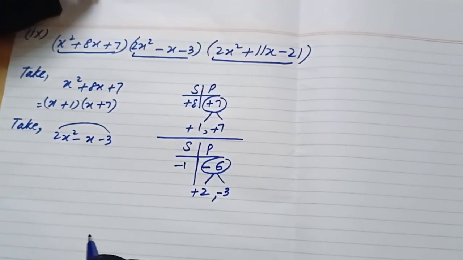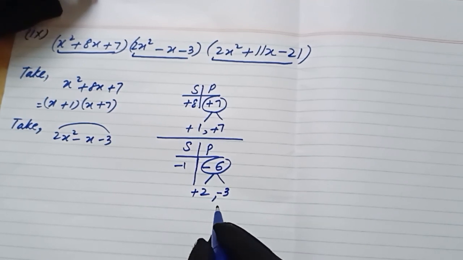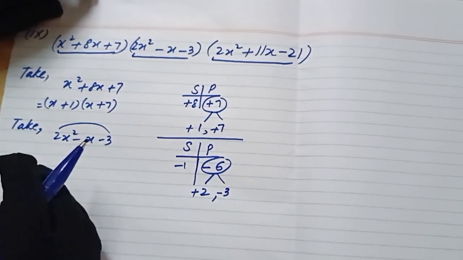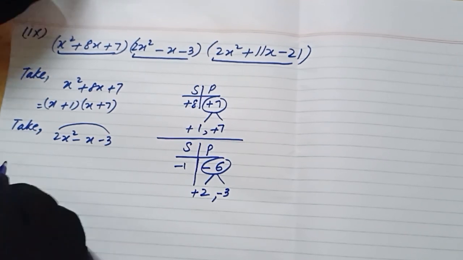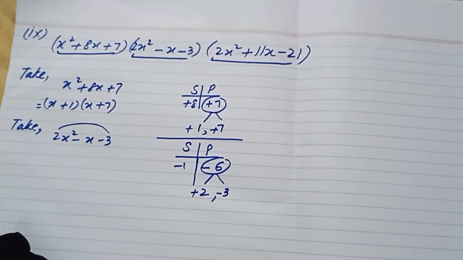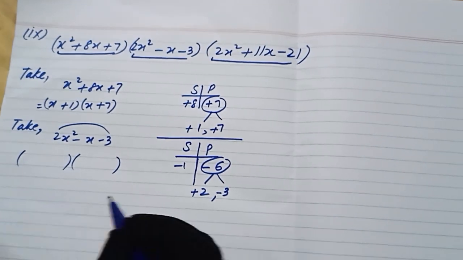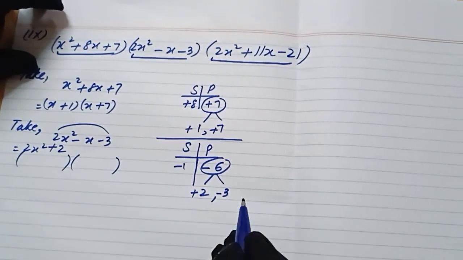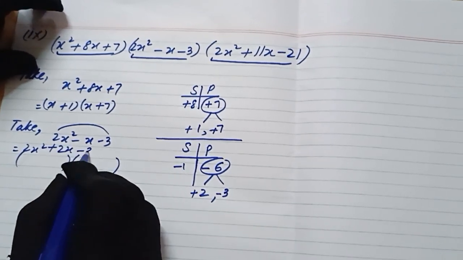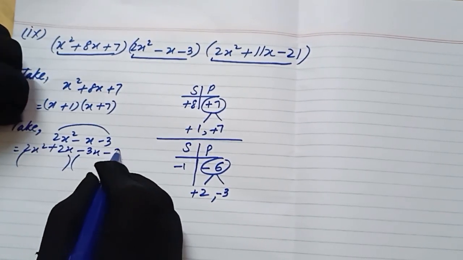At this step, how will you write down the factors? It's better if you write it in a complete way and solve. Otherwise I can find the shortcut also for you. Yes, write down these factors once: 2x plus 2x, minus 3x and minus 3.